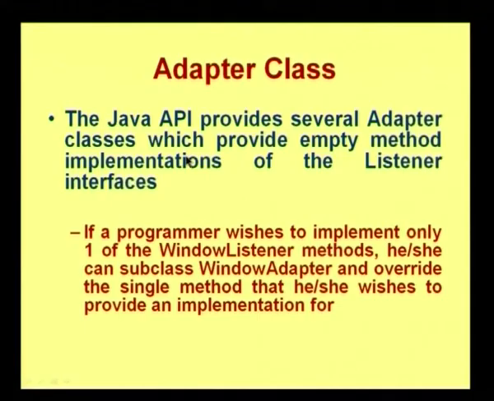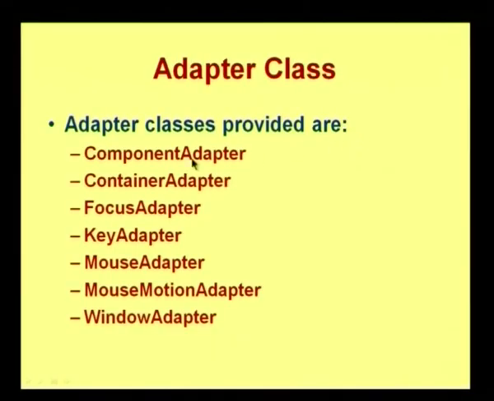For example, I have n methods, and I want to code only for windowIconified. In that case I can inherit the adapter class and then override the windowIconified method. Various adapter classes that are available are component adapter, container adapter, focus adapter, key adapter, mouse motion adapter and window adapter. So, you can see whenever you have more methods in the listener interface, you have adapters for them.